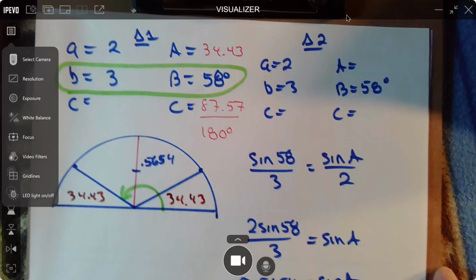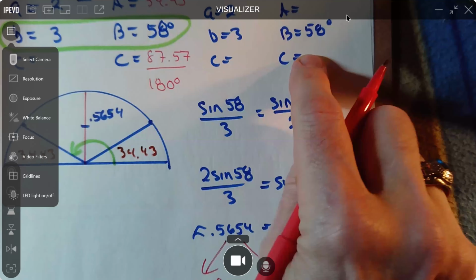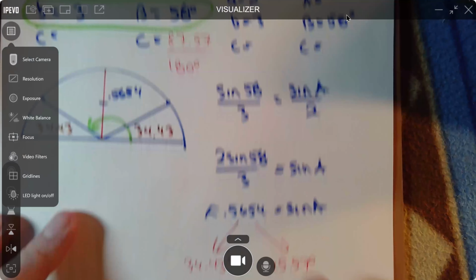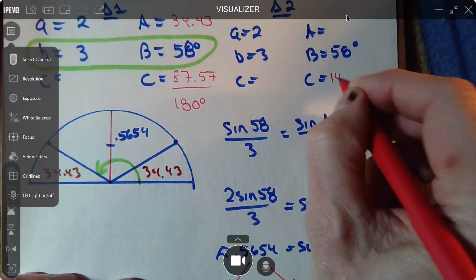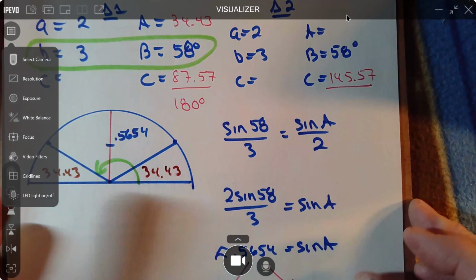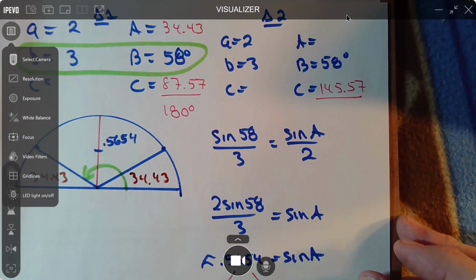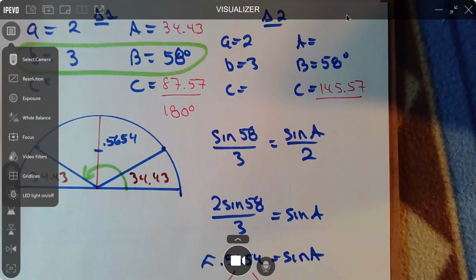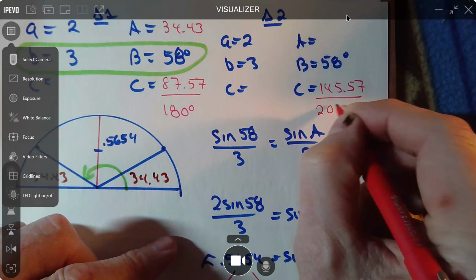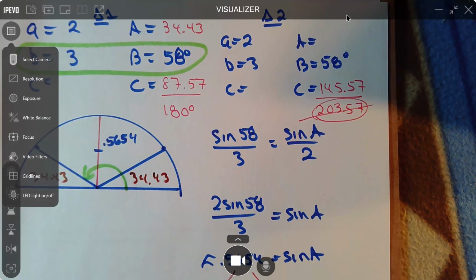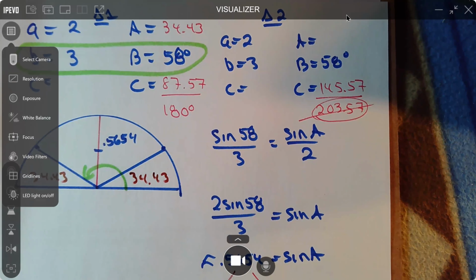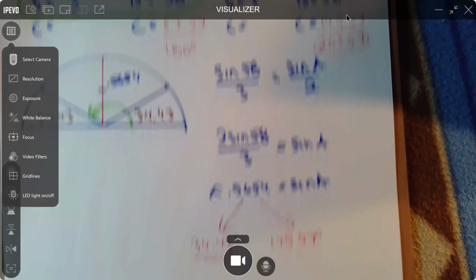But how about over here? If we try and put in that other angle, 145.57, well, those two angles by themselves are over 200 degrees. It's 203.57. That's not going to form a triangle in the geometry that we're studying. So there's only one solution, and it's this one down here.